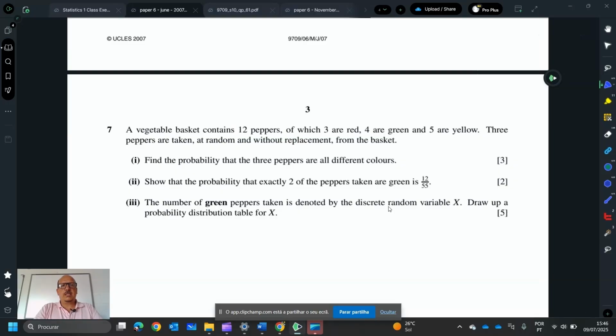A vegetable basket contains 12 peppers, of which 3 are red, 4 are green, and 5 are yellow. 3 peppers are taken at random and without replacement from the basket. Find the probability that the 3 peppers are all different colors. That's the first question, and that's what we are going to focus on to begin with, and then I'll go back here to get the other 2 questions.